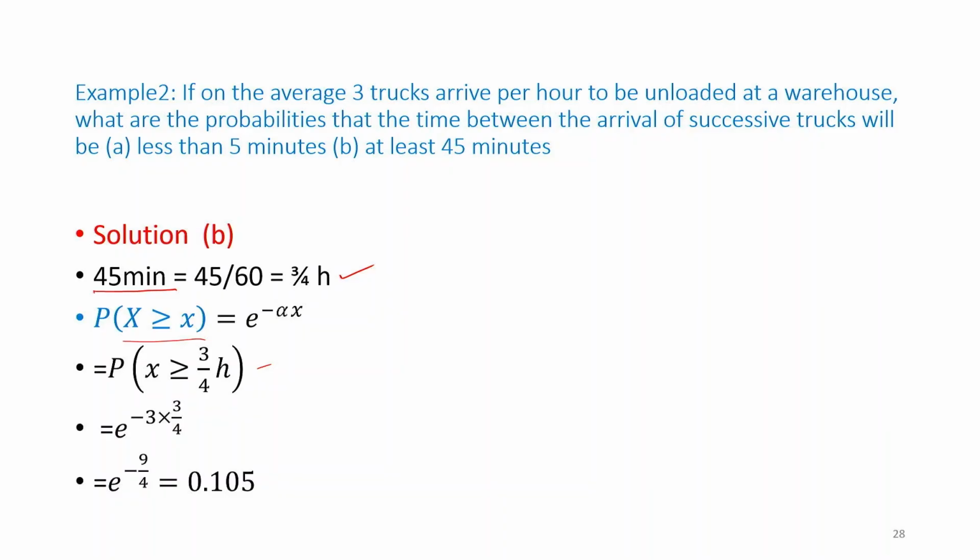So the question in this case is not less than 45 minutes. So the formula in this case will be e to the power minus alpha x. It is not 1 minus e to the power minus alpha x. So here we substitute x by 3 by 4. The value of alpha is already known, 3. We get e to the power minus 9 by 4, and this will give you a probability of 0.105. So this is how we can calculate the probabilities.